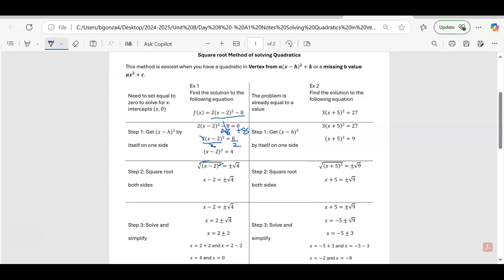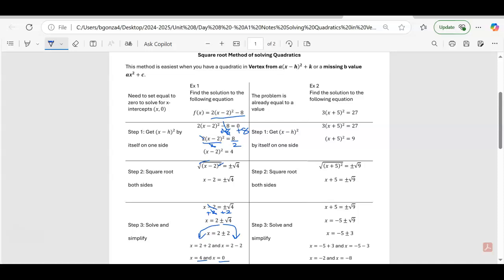Okay, now your last step. How do I get rid of a minus 2? Plus 2. Plus 2. And that positive 2 goes in front. The plus or minus square root of 4 goes next. And that means you're going to have two different answers, right? And you can simplify it, and you end up getting 4 and 0.